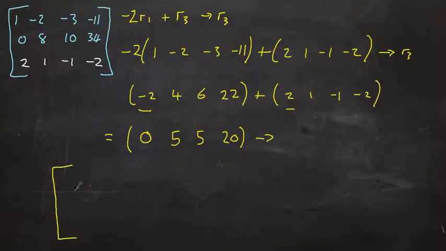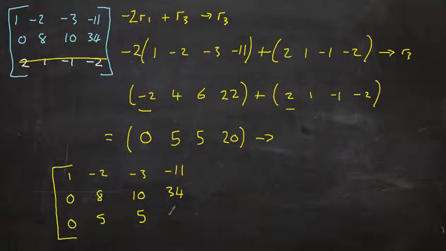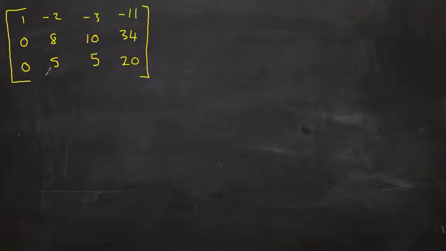So we'll rewrite the matrix again. We've got 1, minus 2, minus 3, minus 11, 0, 8, 10, 34, and now not this row 3 anymore, the new row 3 is now 0, 5, 5, 20, and we're nearly there. What we need to do next is turn this 5 into a 0 somehow through the same sort of process. So what can we multiply and kind of add or subtract to, like, how do we multiply a row to get rid of this 5 to make it 0?